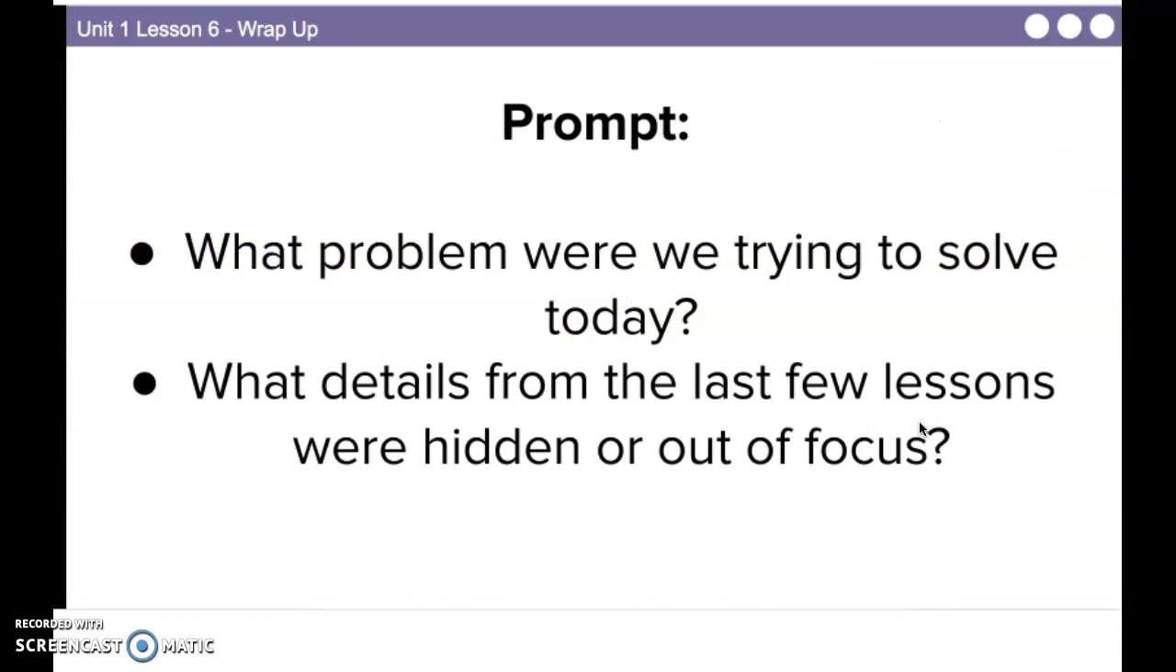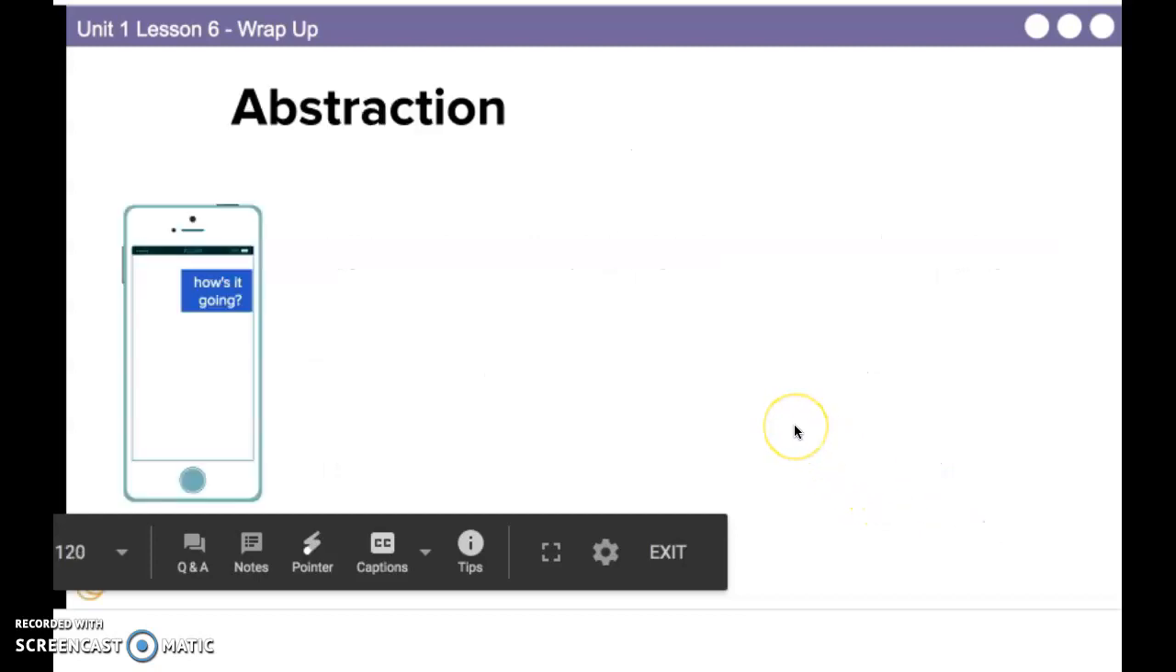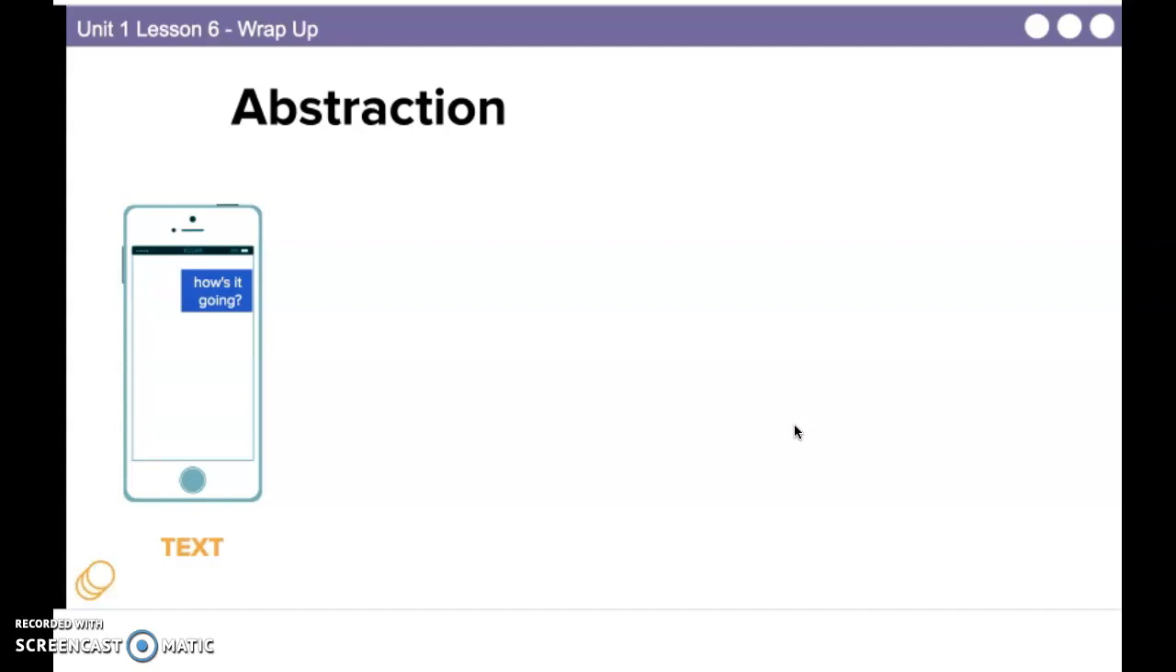Okay, so what problem are we trying to solve here today? And what details from the last few lessons were hidden or out of focus that hopefully are a little bit clear to you or becoming clear to you now? Okay, and this is this idea of abstraction, and we're going to spend so much time this year talking about abstraction and what it means and how it is a concept, but it's also a construct of computer programming.